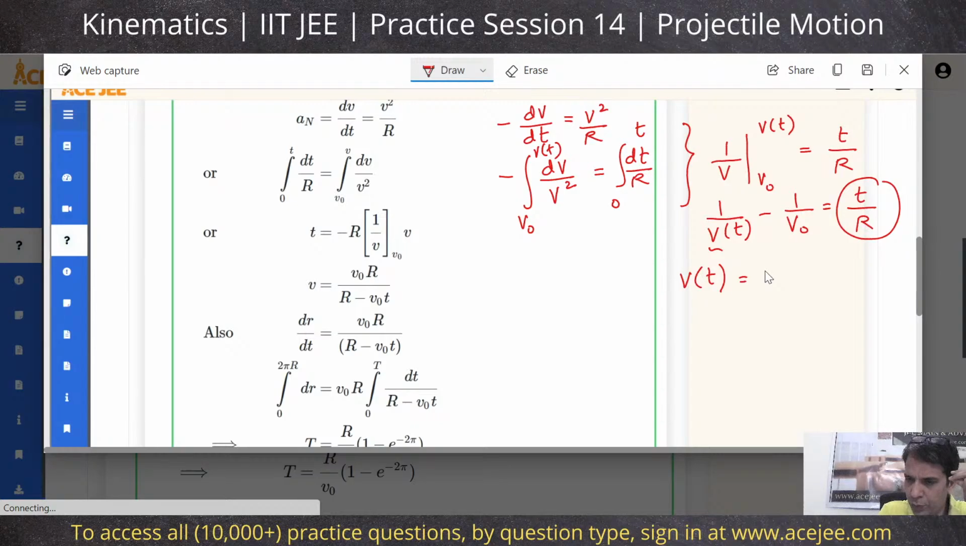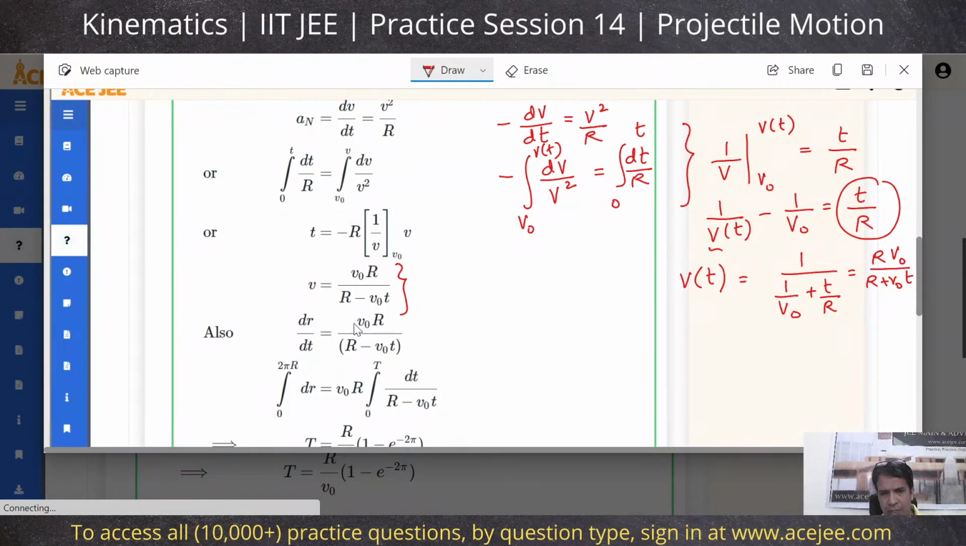So let me write the expression for vt. vt is equal to 1 by (1 by v0 plus t by r). So I can write this as r v0 upon r plus v0 t. That's the expression we have for vt. What is the expression that they have? They have a slightly different one. So let's see why.